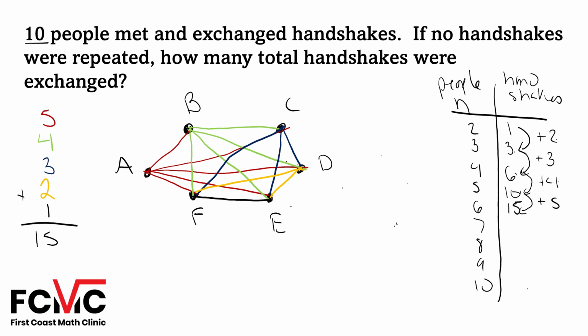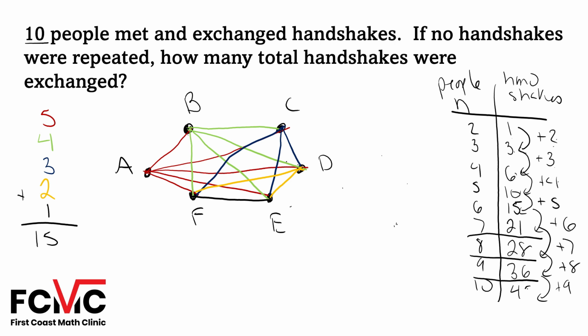So let's just continue our pattern in our table here and figure out for 7 people. All right, so we've got plus 2, plus 3, plus 4, plus 5. So we're going to go plus 6. We should have 21 handshakes. For 8 people, we're going to do plus 7. So that's 28. For 9 people, that's plus 8. And we'll have 36. And for 10 people, we're going to have plus 9. And we're going to have 45 handshakes. So for 10 people, we should have 45 total handshakes.